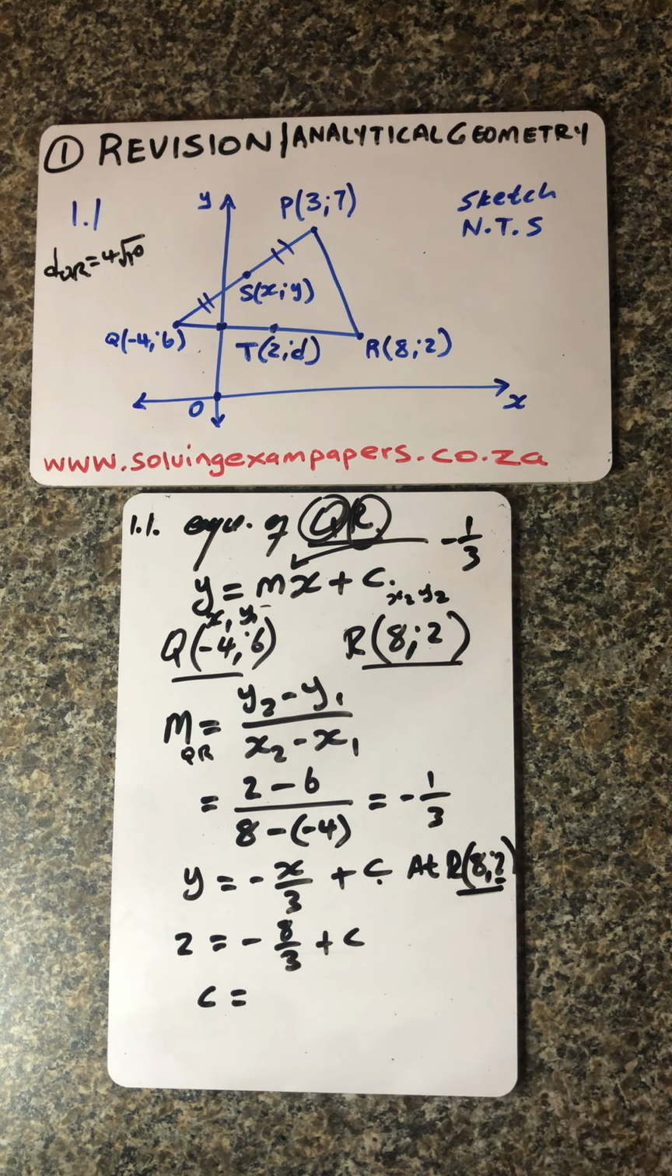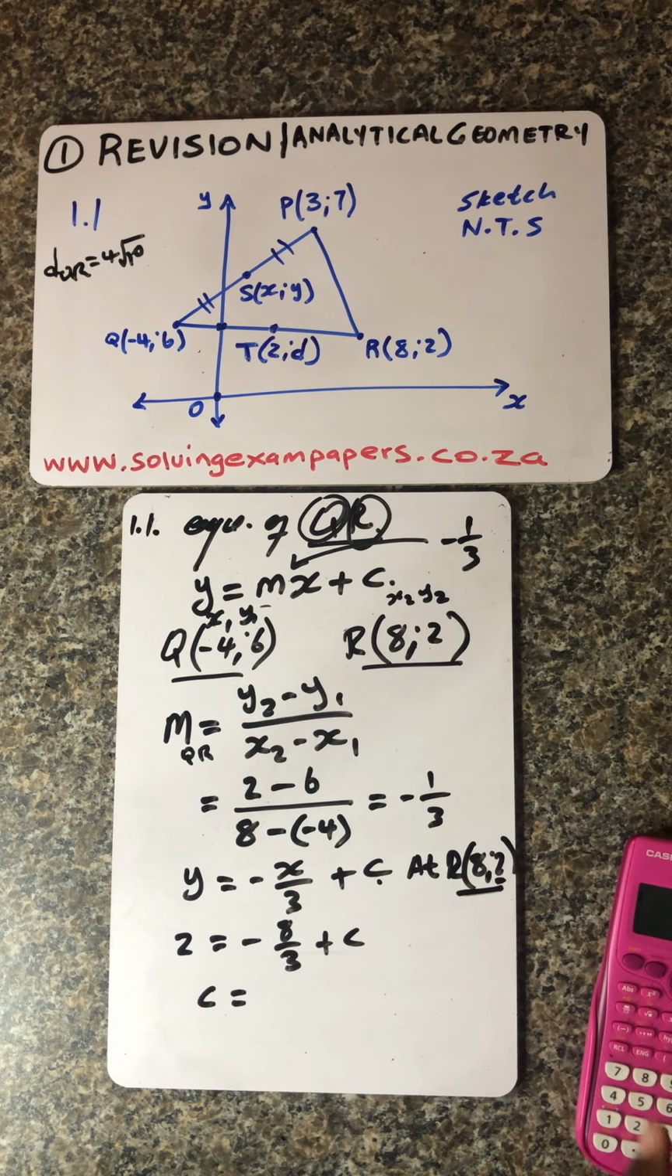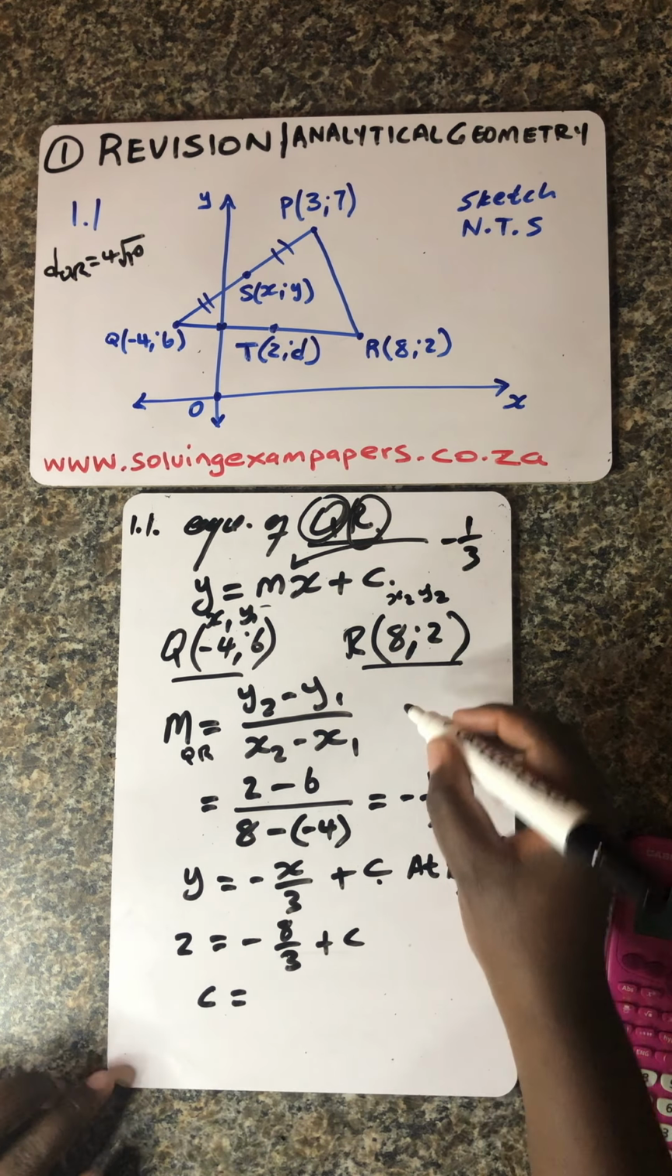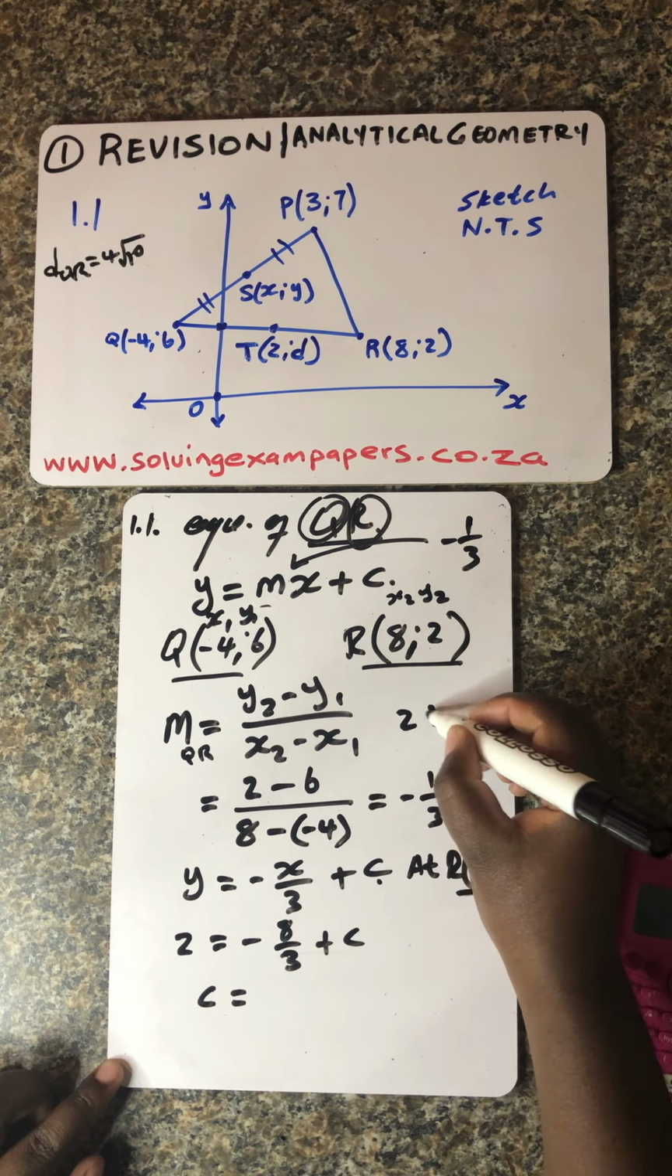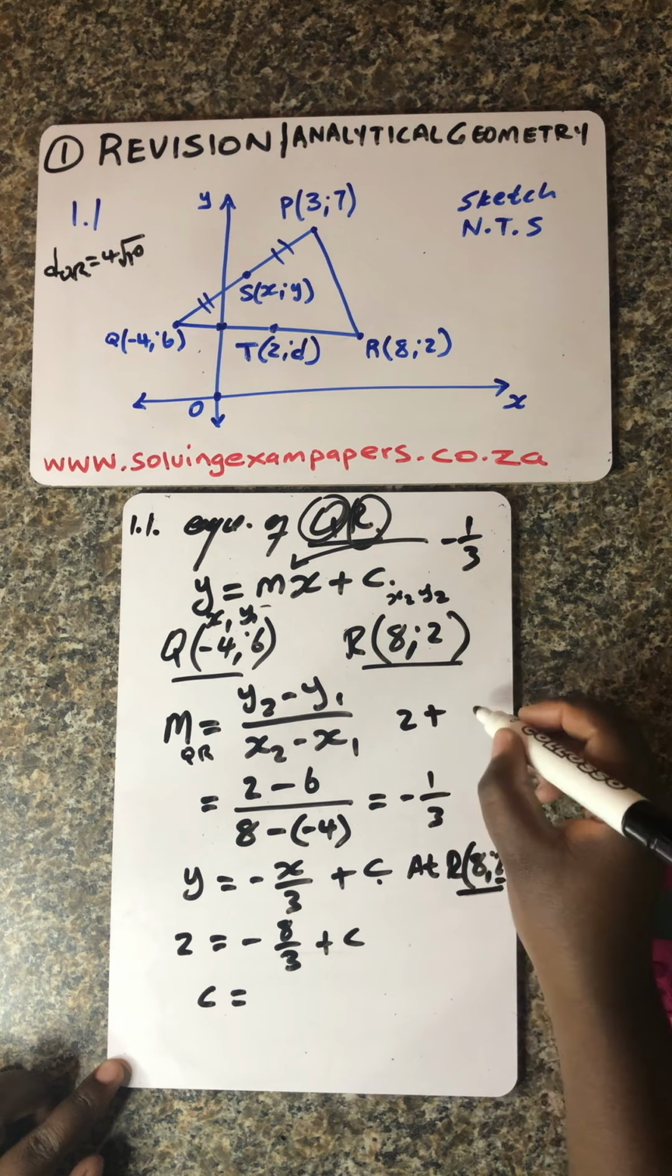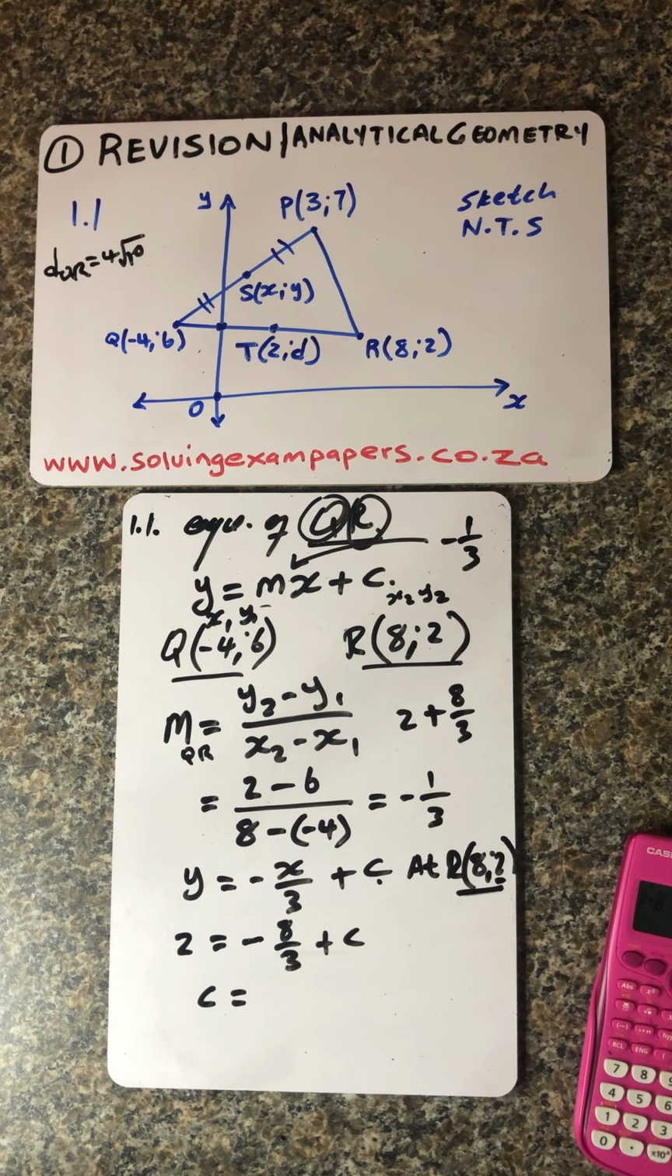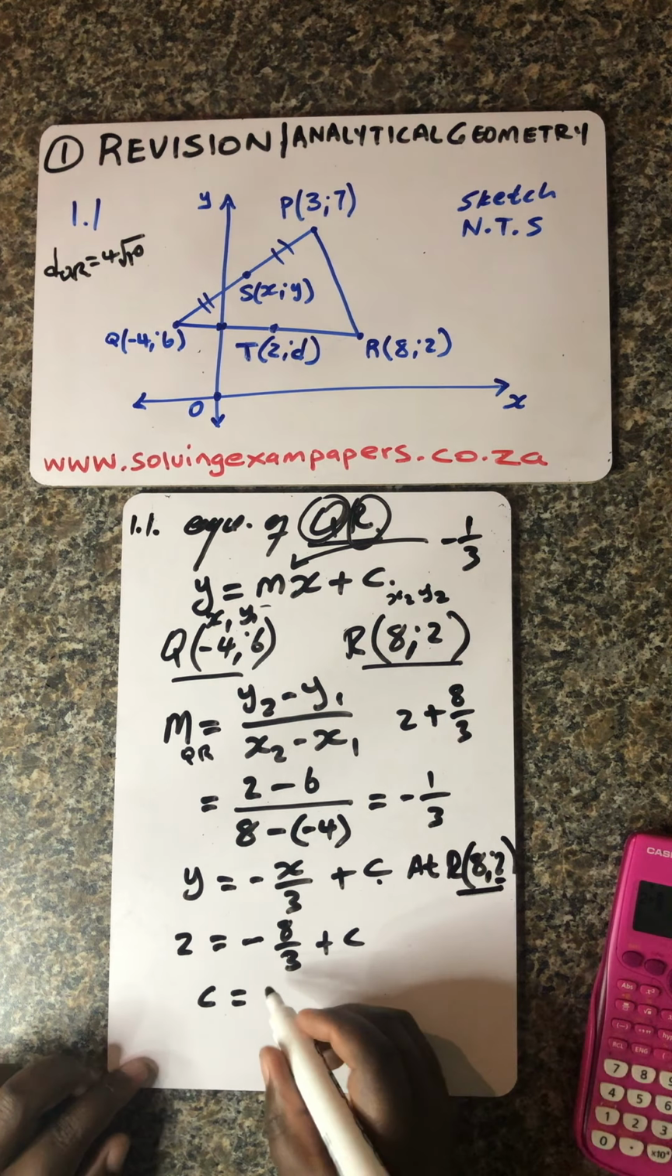Okay, so guys, let's see what we have got. You've got 2. It obviously changes the sign. It becomes a plus 8 over 3. That's what you punch on a calculator, which is 2 plus fraction button, 8 at the top, 3 at the bottom. It equals, ladies and gentlemen, I'm getting positive 14 over 3. I'm not sure if you're also getting the same answer.